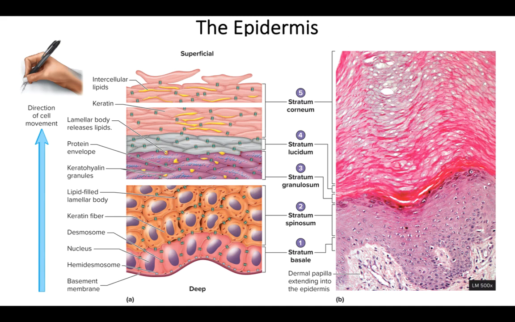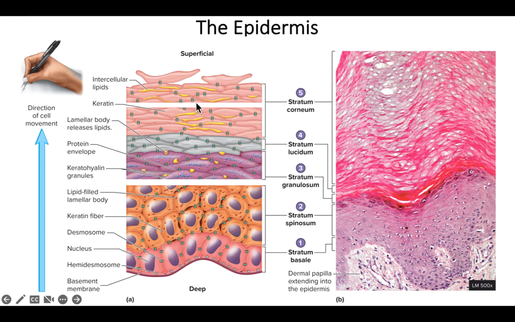Okay, so they can't get any oxygen or nutrients, so they die, and only found in thick skin. They get pushed up and become the stratum corneum. That's the most superficial layer. It can vary in thickness. So if this was the soles of your feet or palms of your hands, this would be a very thick layer.